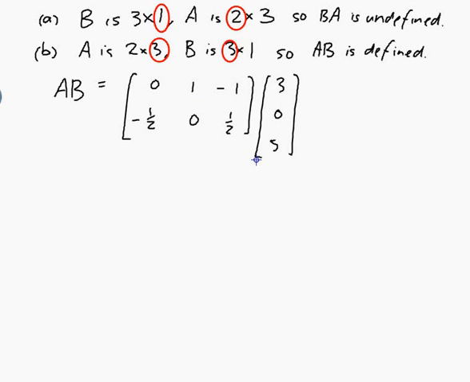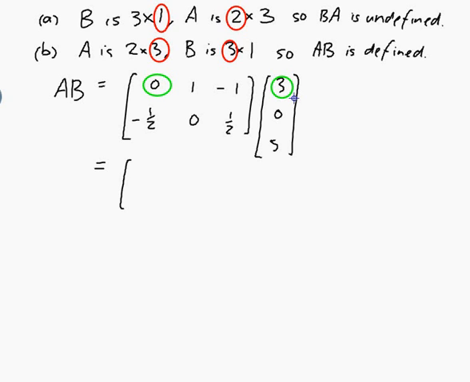Okay, so let's do the multiplication. In order to do the multiplication, we combine the rows of A with the columns of B. And we know what size the new matrix is going to be. It's going to be 2, because that's the size of A on the left-hand side, by 1. It's going to be that big. But I'm going to leave myself a bit more space for calculation. So in order to do this, we go along each row of A and down each column of B.